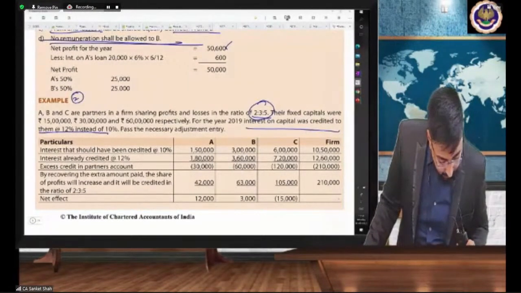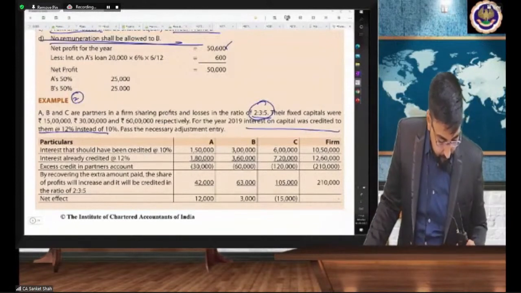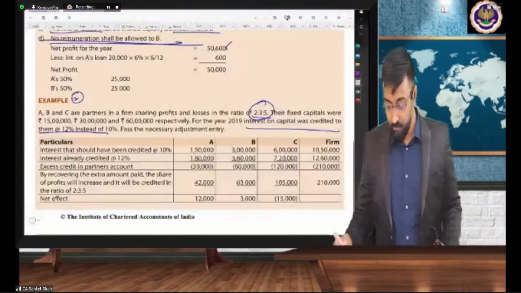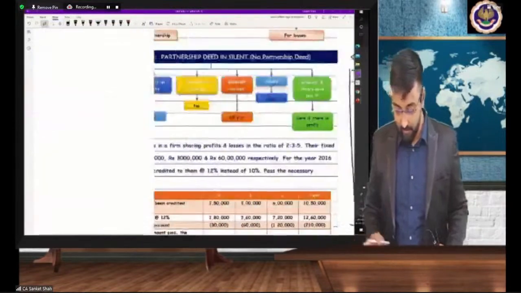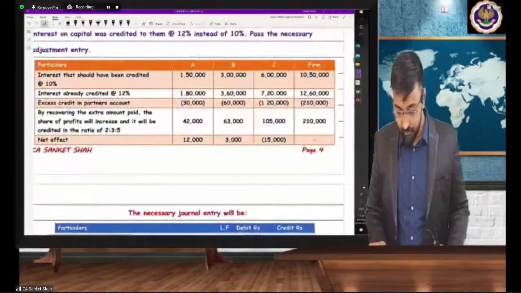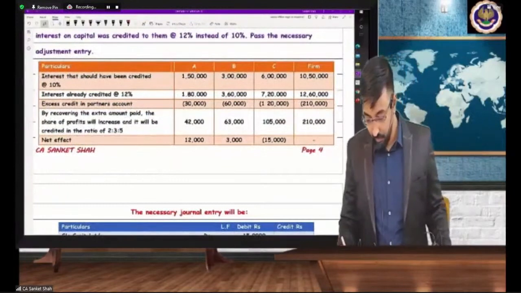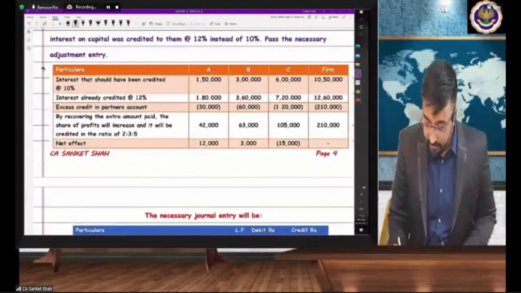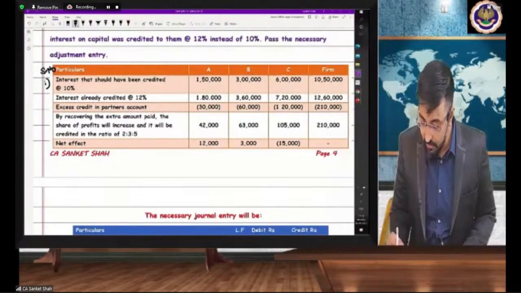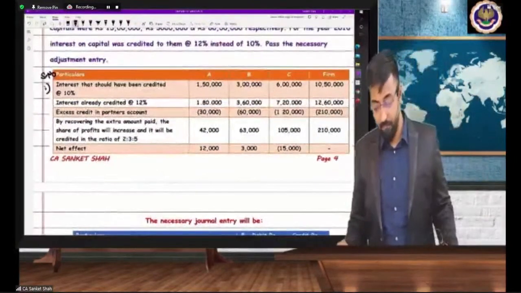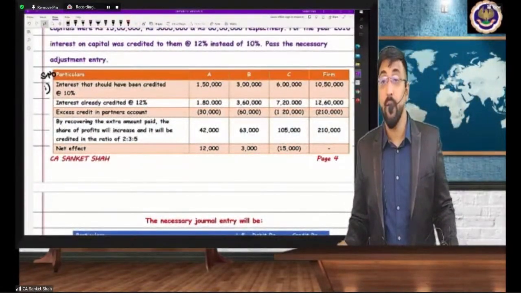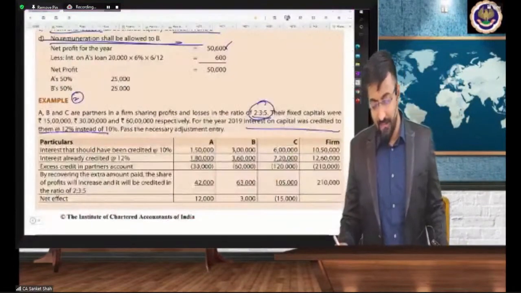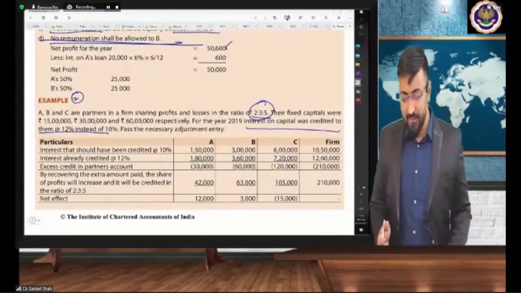No PSR, it is always 1:1. Correct. So how to answer it? Now, serial number, particulars, A, B, C, and firm. I'm not going to write this answer. Please understand it. You can copy it afterwards. Otherwise, take a screenshot of this. It's a similar presentation to ICAI.